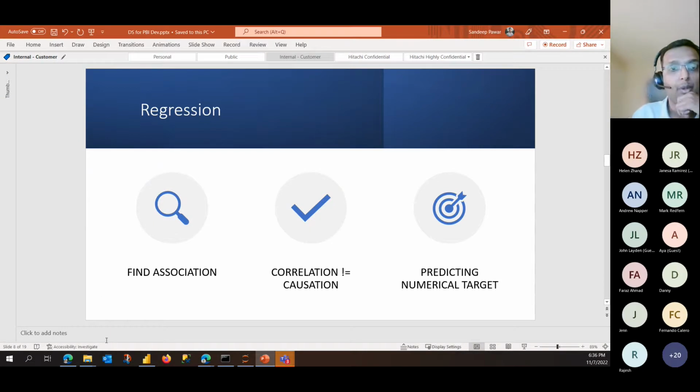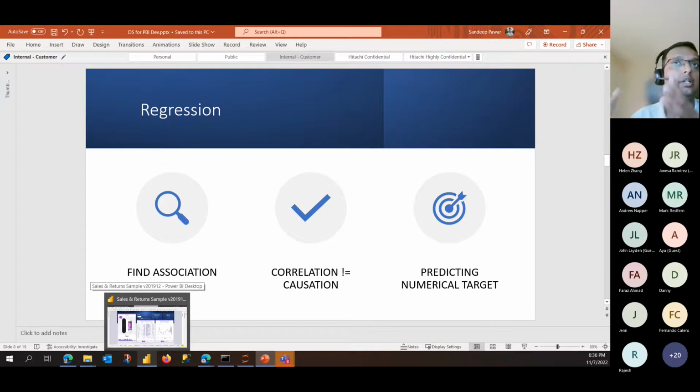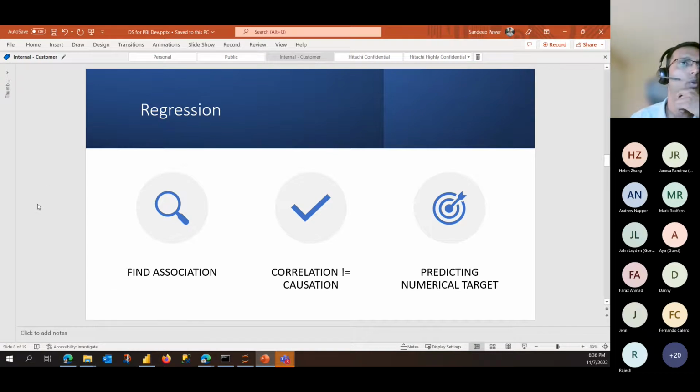As a Power BI developer, you would not be looking at that kind of association, right? We would again create some summary statistics, but definitely not look at the overall association.